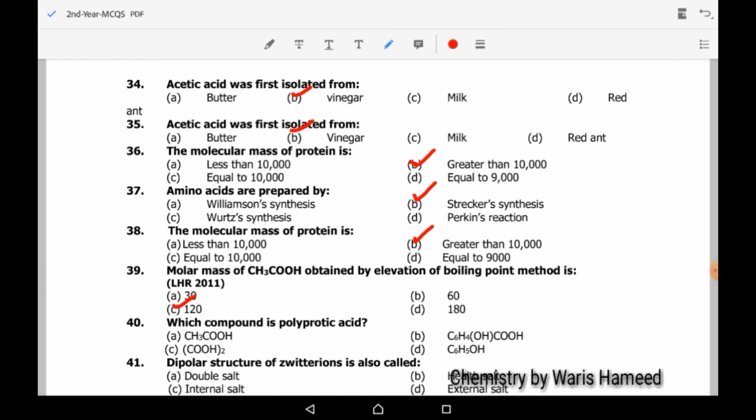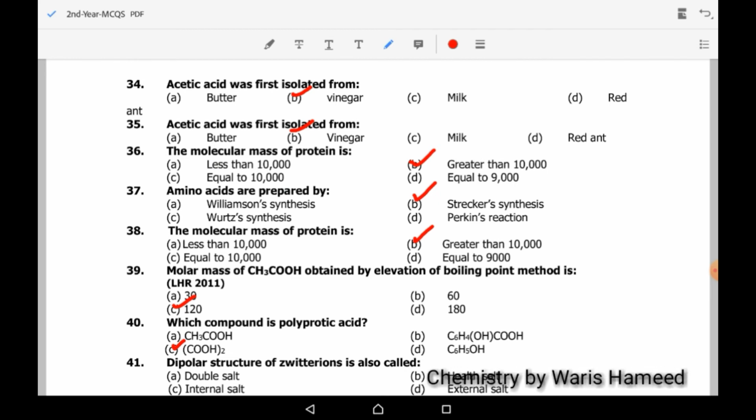40 MCQs. Which compound is polyprotic acid? Acids may be categorized into two types on the basis of proton donation. If any acid gives only one proton, then it will be monoprotic acid. If any acid can donate two protons in solution, then it will be di or polyprotic acid. Among these, C option is correct because in this there are two carboxylic groups and it has the ability to donate two protons in solutions.